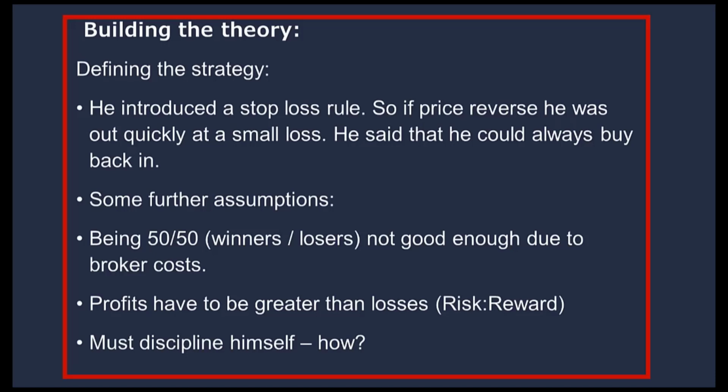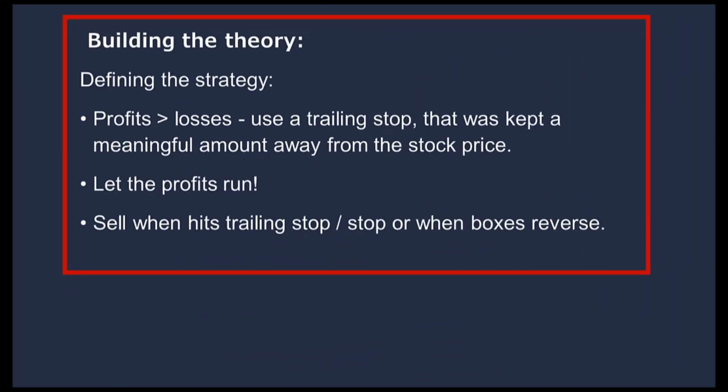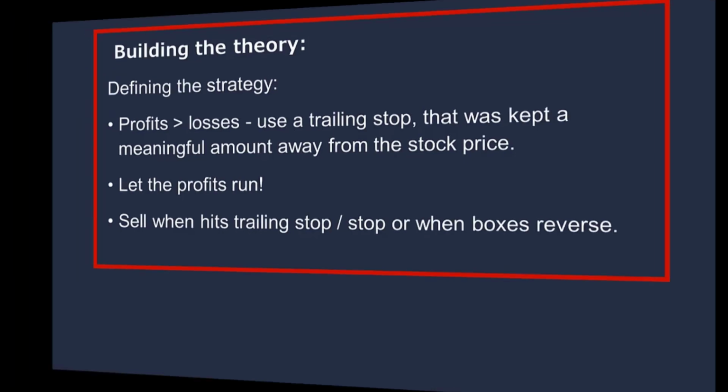And some further assumptions that he made, and this is useful for you when you're looking at creating your own strategy: he started from a 50-50 winners-losers point, and he had to develop his risk reward. Profits have to be greater than losses, and he must be very disciplined. And how did he create that discipline? Well, the discipline was really created around having rules. So, profits had to be greater than losses. He had to use a trailing stop approach that kept him in the trade, so that stopped him tinkering around. Had he made enough? Is he getting out at the right time? He was going to let those profits run, and he was going to sell when the price hit his trailing stop. So he created an automatic, systematic process that took out a lot of the psychology and created its own discipline.